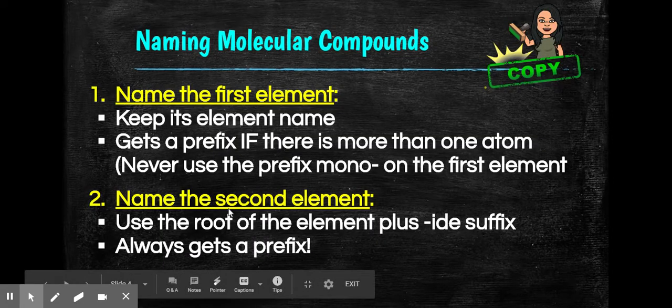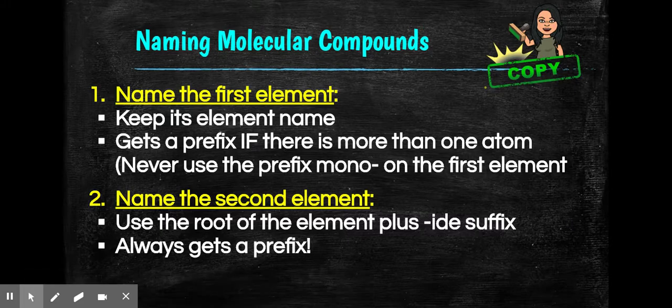We're going to name the second element, and just like before, when we were naming ionic compounds, the root of the second element changes its name ending to IDE. And this one will always get a prefix. So it'll get the prefix mono for 1 or any other number of that particular element that we're dealing with.